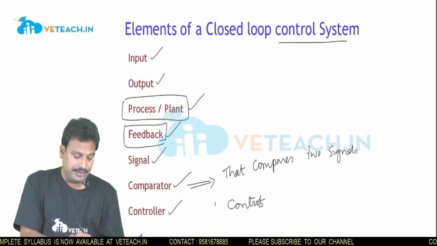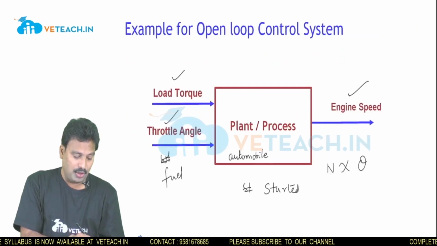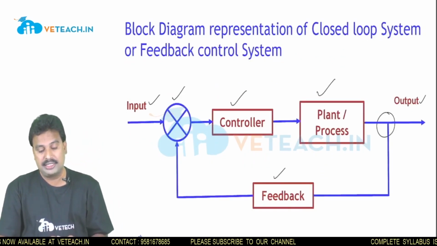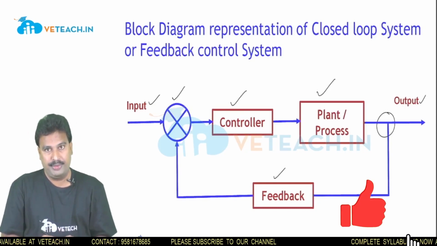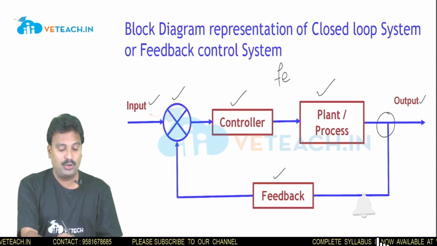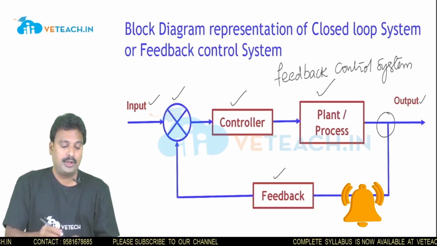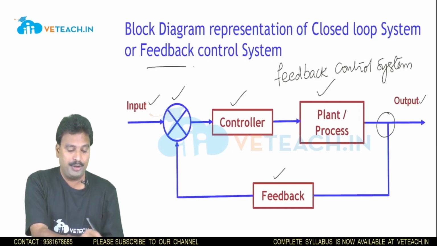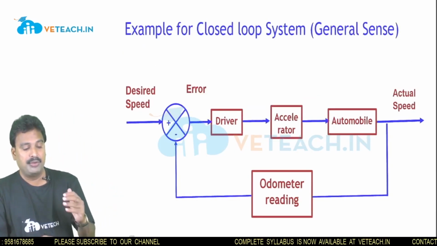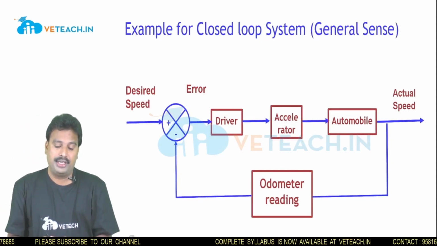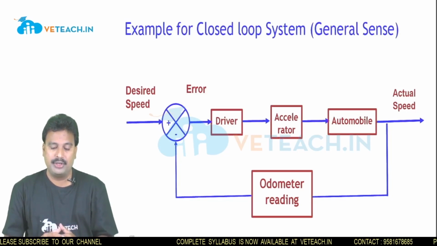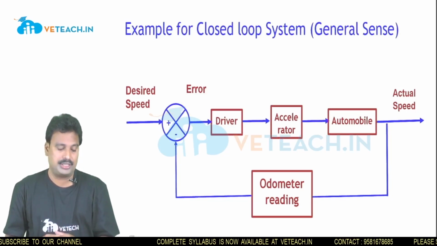The feedback means the part of the output that is given as input to the system is known as feedback. A closed loop control system is also known as a feedback control system. Another name for closed loop control system is feedback control system. So now we see the example for a closed loop system. Here I consider the same automobile as my example for this closed loop control system.